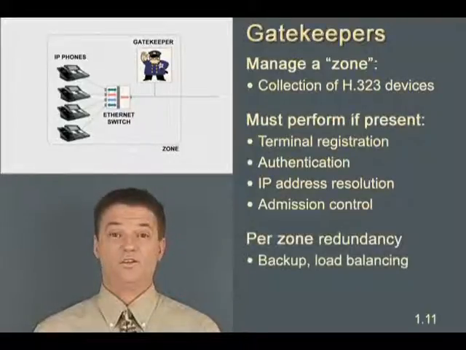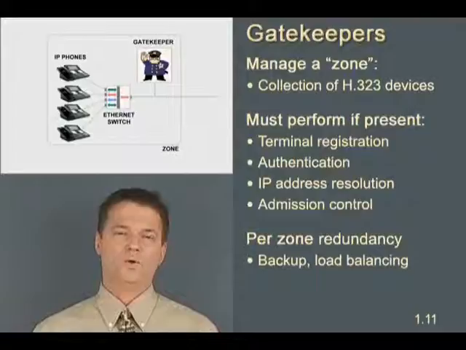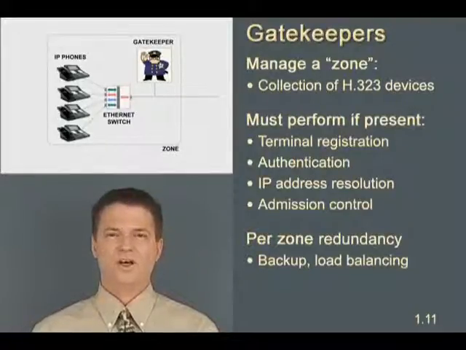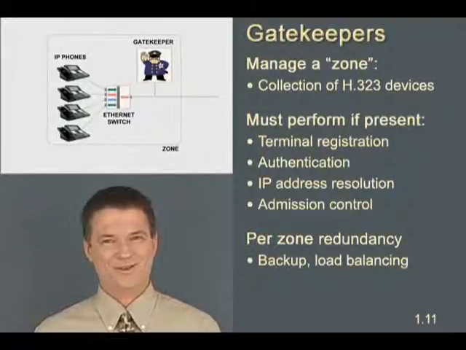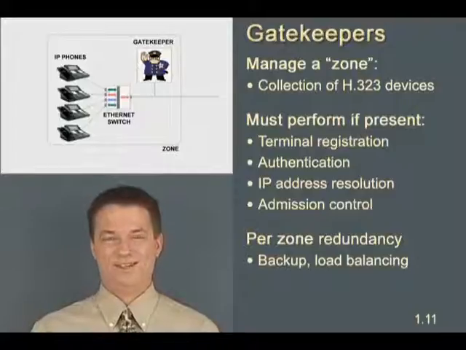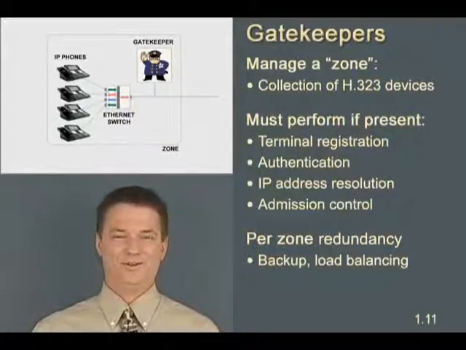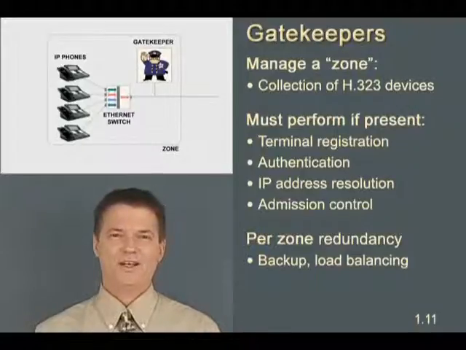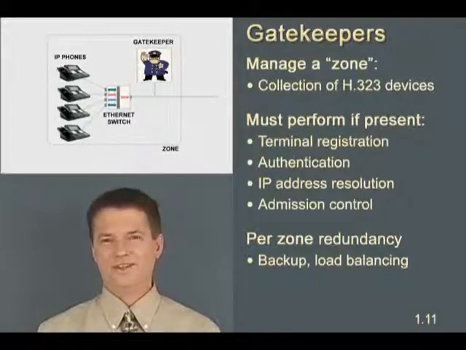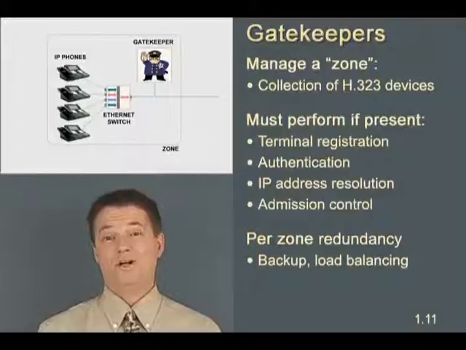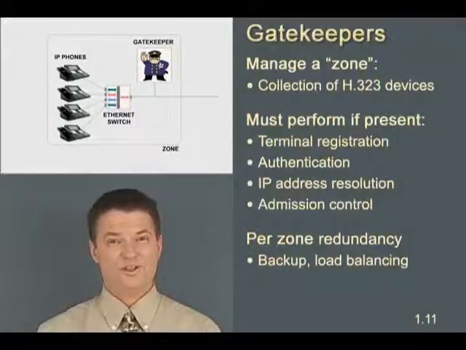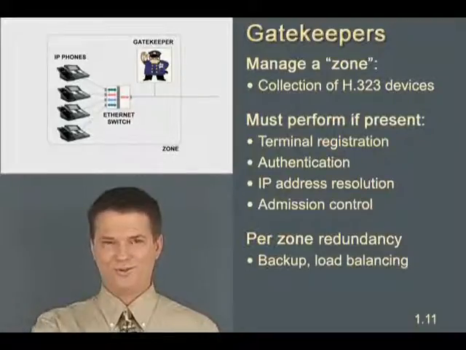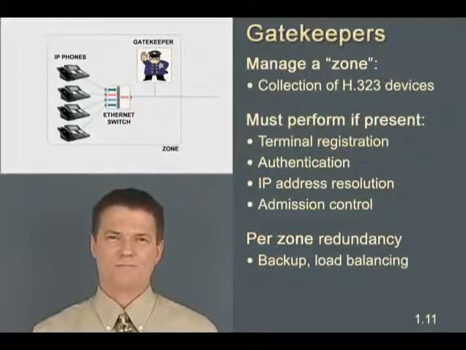In the H.323 view of the world, we have one gatekeeper per zone, but of course we'd want to have two, because what happens if the gatekeeper dies? Nobody can do any more phone calls if that's what we're using to do phone call setup. So we want to have not only redundant gatekeepers, but we want to have automatic protection switching and load balancing between the dual gatekeepers that control a zone, a group of terminals.